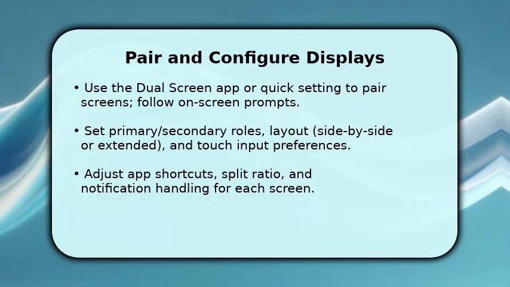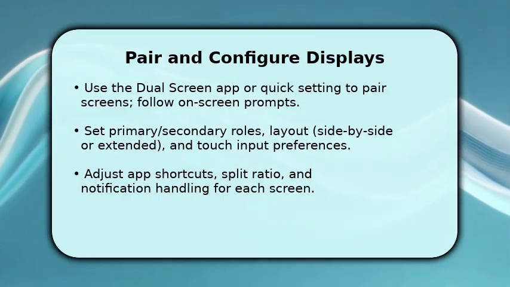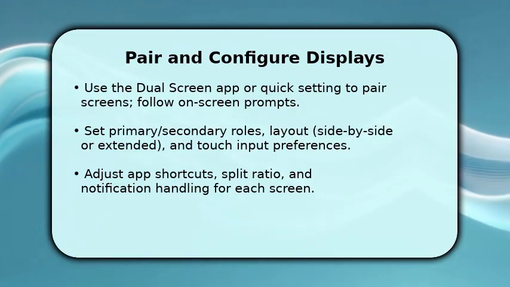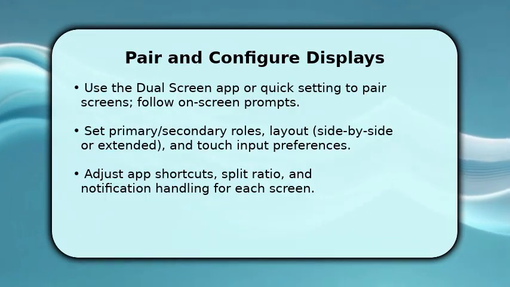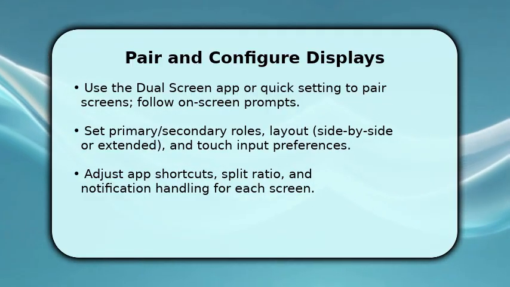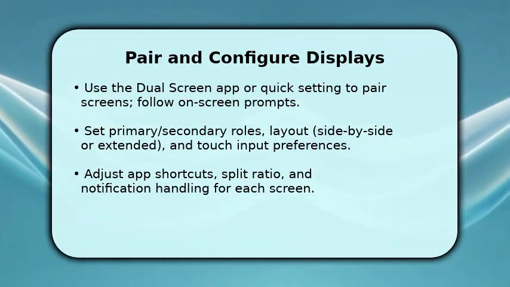You'll assign primary versus secondary roles and choose layout, side by side or extended desktop, so apps behave predictably. Make sure to set touch input and orientation preferences, then configure app shortcuts, split ratio, and notification handling for each screen. These settings control how you interact and where apps go. You're ready to use both screens.